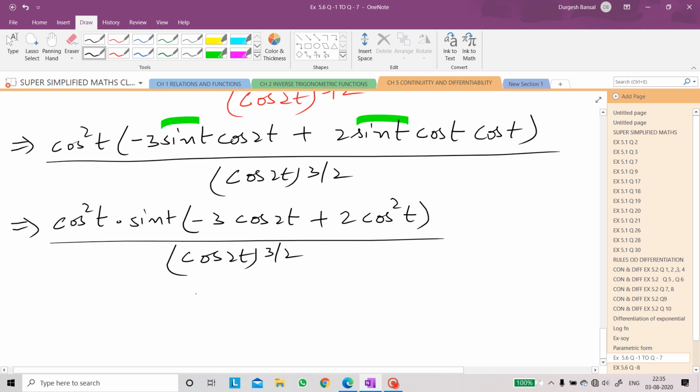Now you can write this cos 2t as 2 cos square t minus 1. So we write the next step.